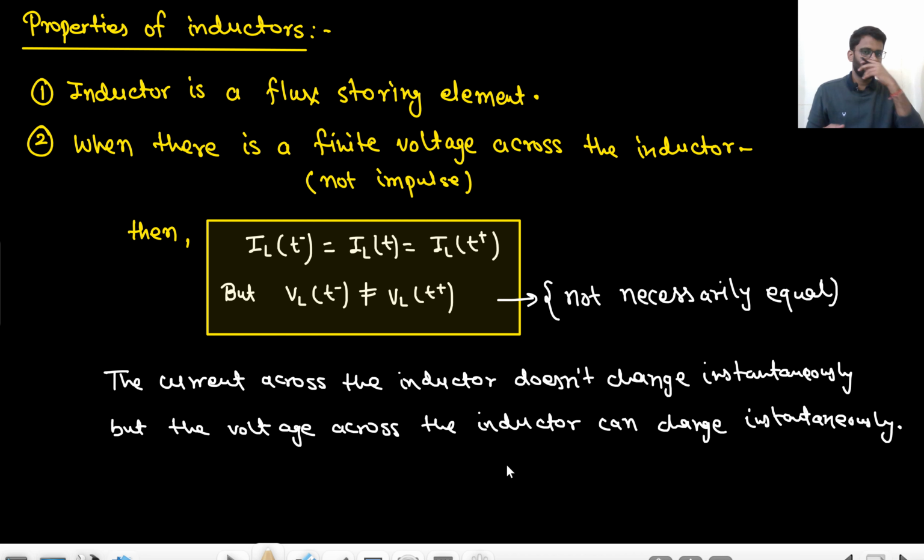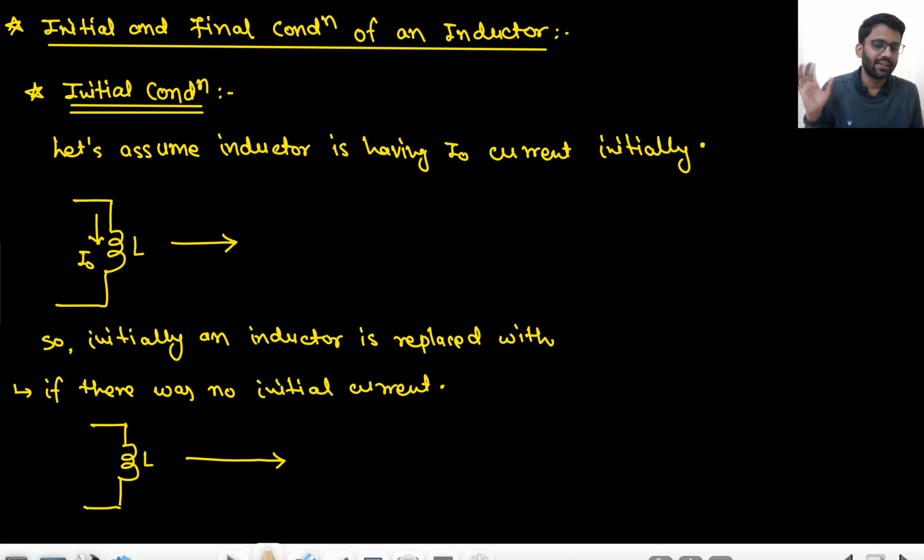Are you getting my point? Well and good. So now we will see the initial and final condition of the inductor. What was happening in case of capacitor? In case of capacitor, initially the capacitor was replaced with its initial voltage, and at steady state it was replaced with open circuit. In case of inductor, what will happen?